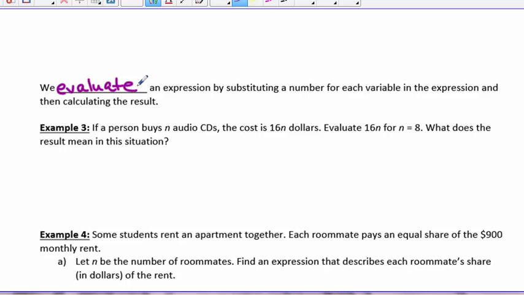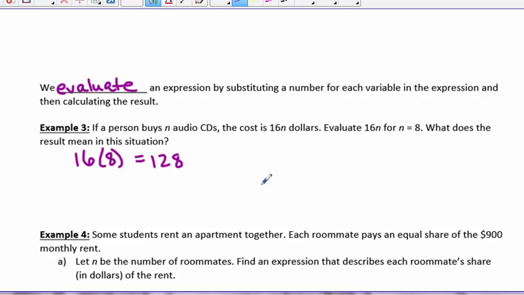So in example 3, if a person buys N audio CDs, the cost is $16N. Evaluate 16N for N equals 8. What does the result mean? So 16N, N is going to be 8, will be 16 times 8. 16 times 8 is 128.